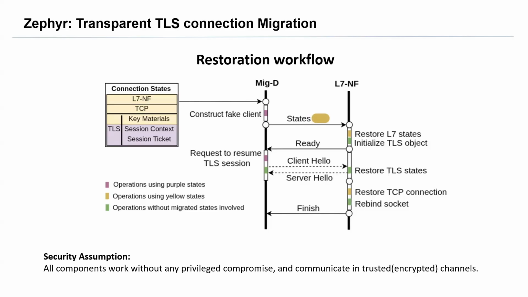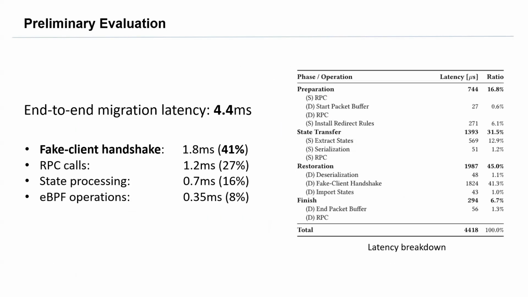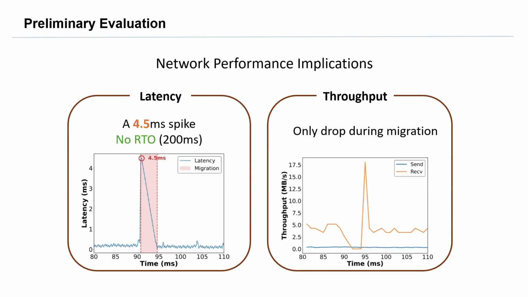So for your preliminary evaluation, can you go to that slide, the evaluation? Yeah. This one? Yeah. So the throughput, I probably missed something, but during the migration, if the sender keeps sending the traffic, where would these in-flight packets be stored? Are they dropped or are they stored somewhere?